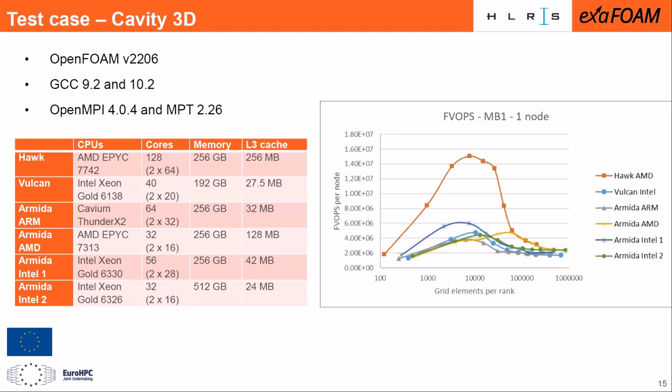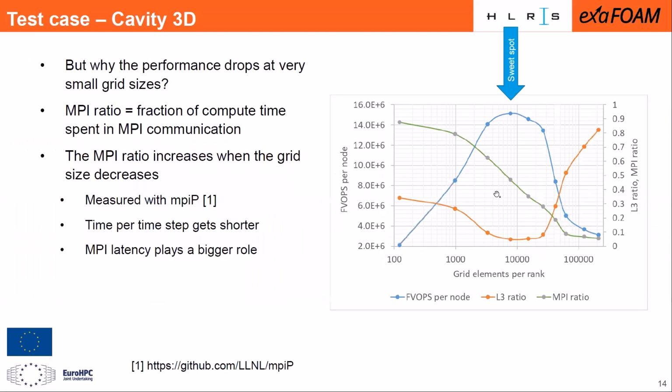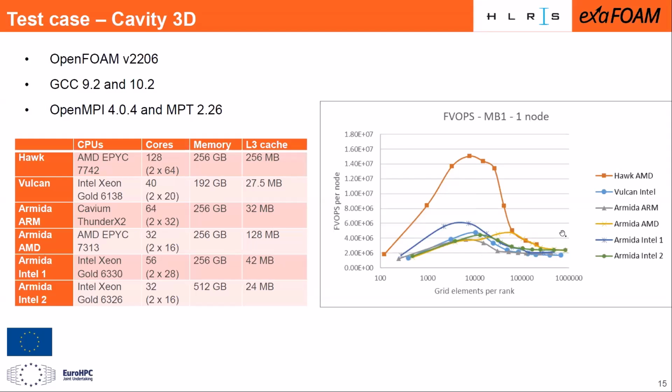Disclaimer here, all these chips are between 2 and 3 years old. They are not so very up to date. But we see here that, okay, the Hawk has the highest throughput, the highest FLOPS per node. But we see that all other architectures show the same trend: when you have the largest grid size, you're memory bound, and then almost all architectures perform the same. But then because of this large L3 cache from the AMD systems, we have a better performance here.